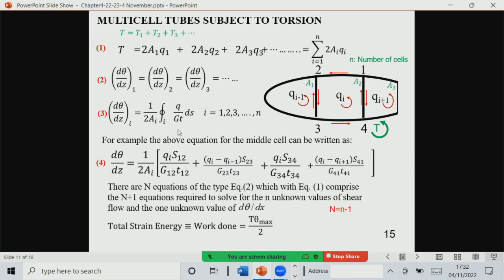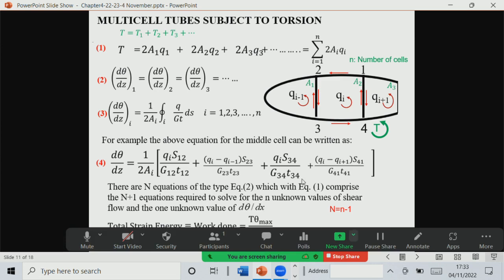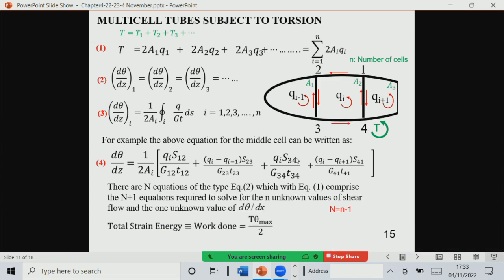So when we apply a torque, all the cells twist with the same angle of twist. So based on this characteristic, we can combine them and solve the problem. The equation for the amount of energy stored per unit length for the whole structure, you still can use this equation for it. So this is slide number 15. Any questions in relation to slide number 15?